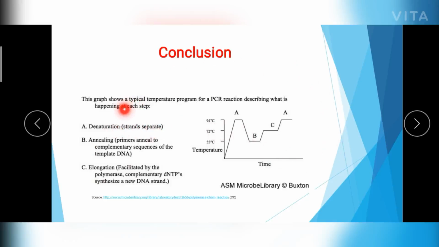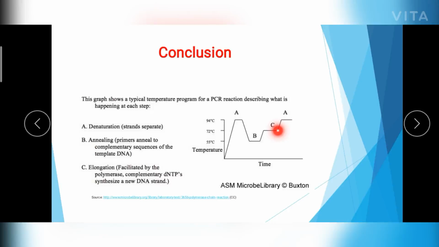PCR mainly involves 3 steps: denaturation, annealing, and elongation. Denaturation is the conversion of double-stranded DNA to single-stranded DNA at a temperature of 94 degrees centigrade. Annealing is at 55 to 60 degrees centigrade, where the primers anneal at the 5' ends of the target DNA. And the next step is elongation.